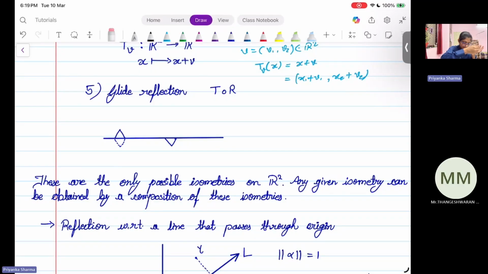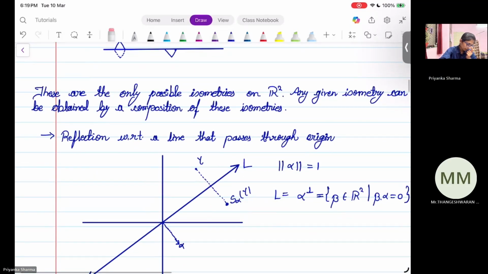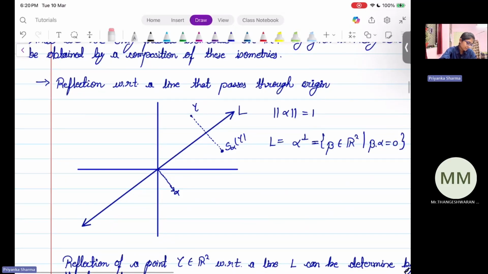And these five categories, these are the only possible isometries on R square. So whenever we have a given isometry on R square, that will fall in one of these categories. Or we can say that any given isometry on R square can be obtained by composition of these 5 isometries. Okay. So let's understand this in some detail.